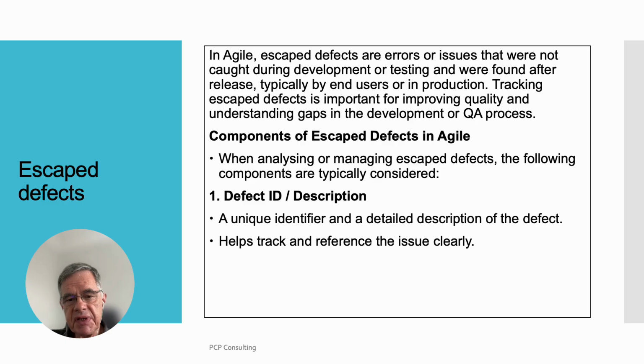Components of escape defects in Agile. When analyzing or managing escape defects, the following components are typically considered: defect ID, description, a unique identifier, and a detailed description of the defect. Helps track and reference the issue clearly.